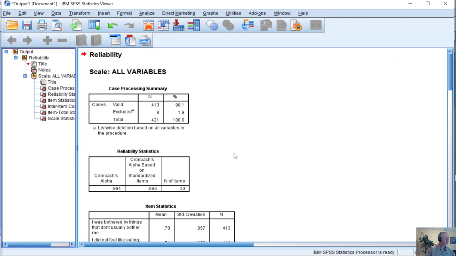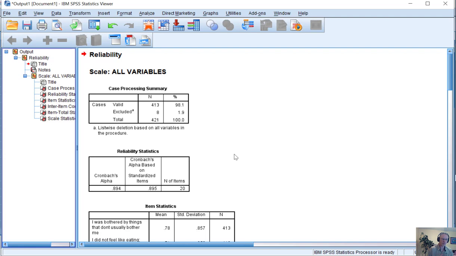Okay. Up comes my output window when I run an executable command. Remember, any analysis command is an executable command. And so when I run the analysis command, it comes up.